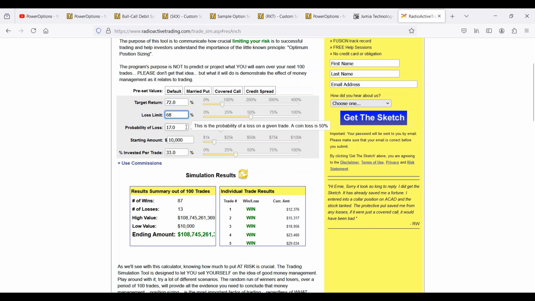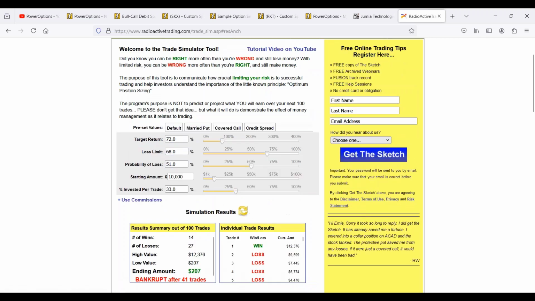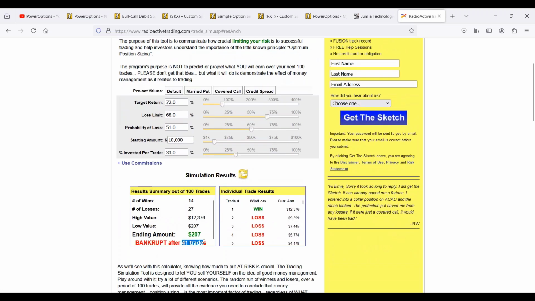We'll go with the Armory Yager here. We're going with a 68% loss limit, but you have a 49% probability of making 72%. You're going to close it earlier. We'll talk about that in a moment. But if I put in that 51% probability of loss, start with $10,000, okay, bankrupt after 41 trades.